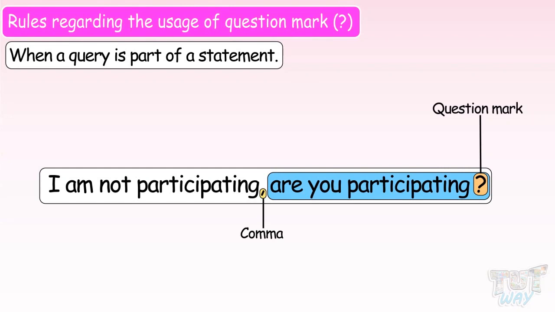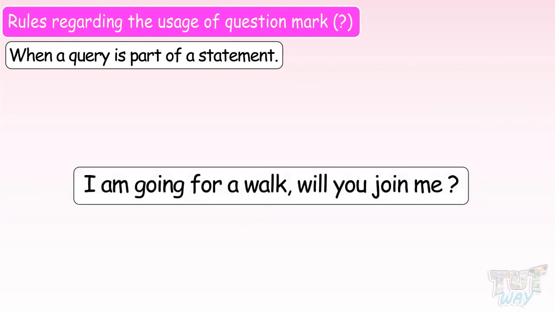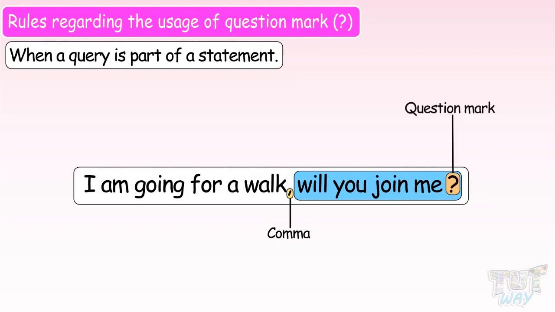Here we have another example. I am going for a walk. Will you join me? Here again, a question is embedded at the end of the sentence, and we separate the question using a comma. And the question ends with a question mark, which also marks the end of the whole sentence.